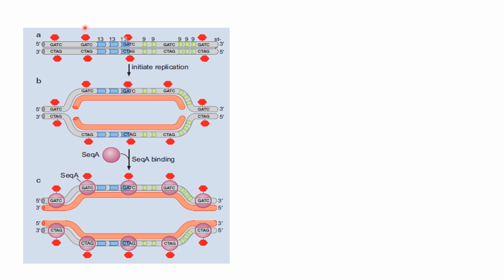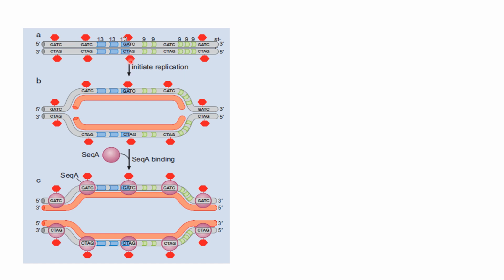So as I mentioned, we have these 13-mer repeats and 9-mer repeats. And we know that there are these palindromic sequences, that is GATC, GATC. So these are the repeats which are present in the origin. What is so special about these repeats is that they are methylated at the adenine position. You can see these red marks, which represent the methylation of these strands.